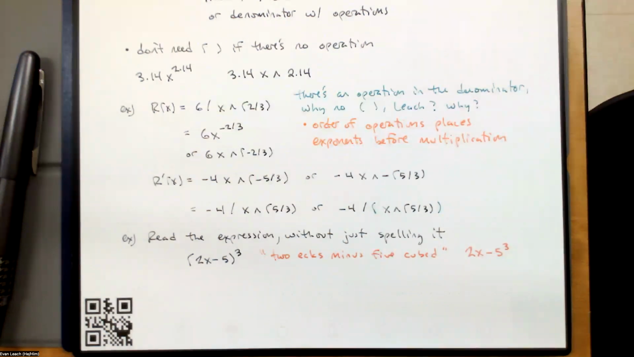Anyone think to lead with the cube part? The cube of 2x minus 5. That would certainly do it, right?